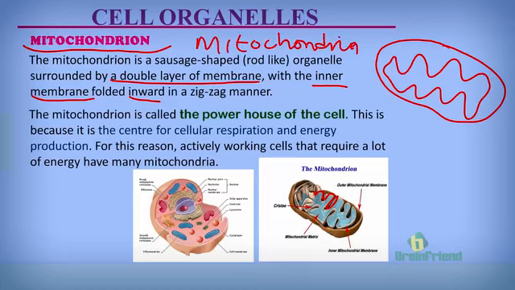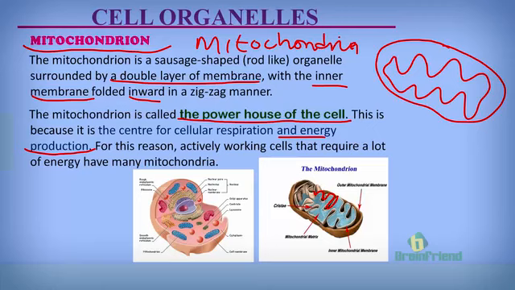What does the mitochondrion do? What does it do in a cell? The mitochondrion is called the powerhouse of a cell. This is because the mitochondrion is the center for cellular respiration and is also the center for energy production. So you can call the mitochondrion the powerhouse of the cell.